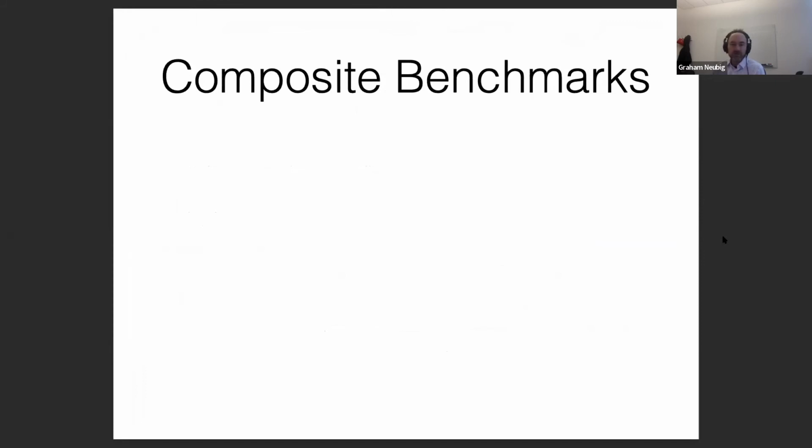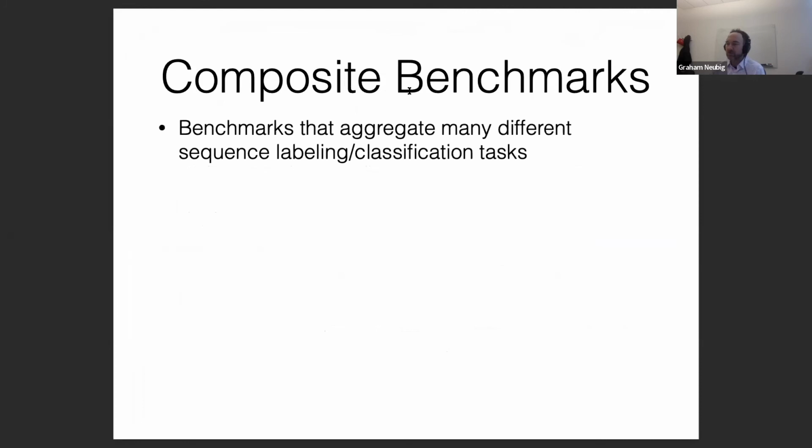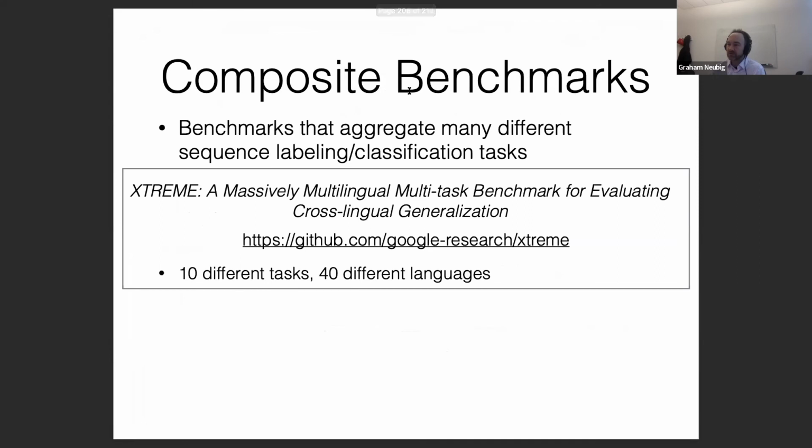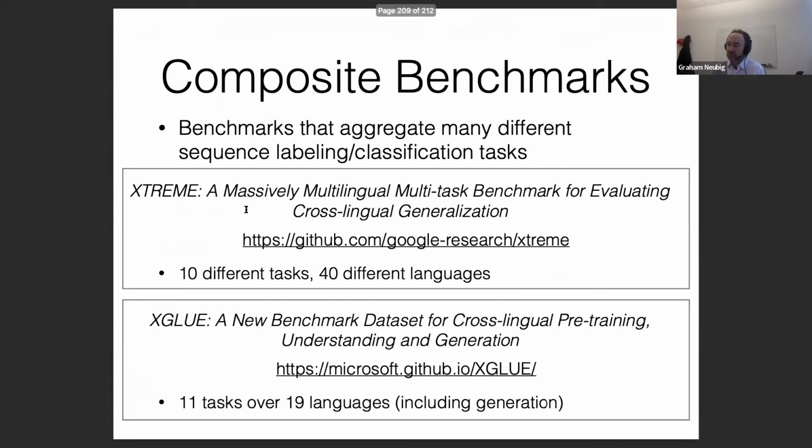There's also several composite benchmarks for multilingual learning. They aggregate many different sequence labeling or classification tasks for testing multilingual models. One popular one is XTREME. It's a massively multilingual benchmark for 10 different tasks, 40 different languages. Another one that came out at a similar time is XGLUE with 11 tasks over 19 languages.